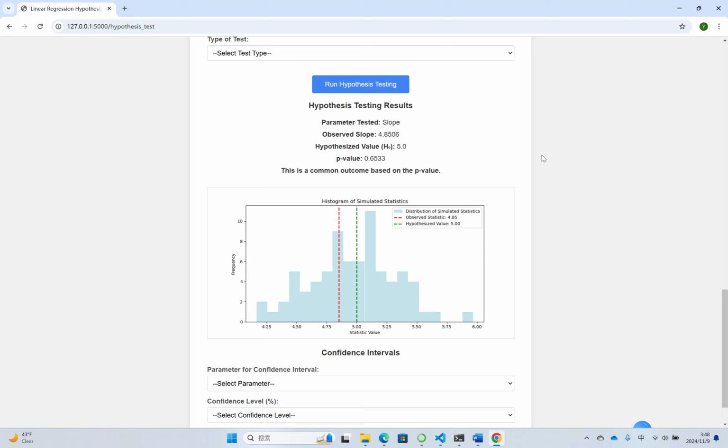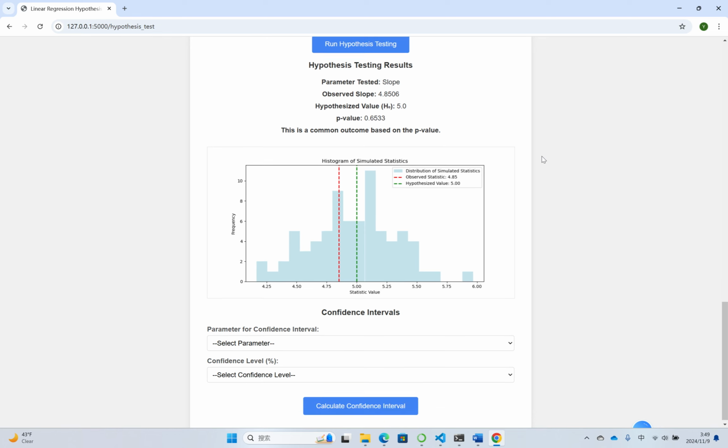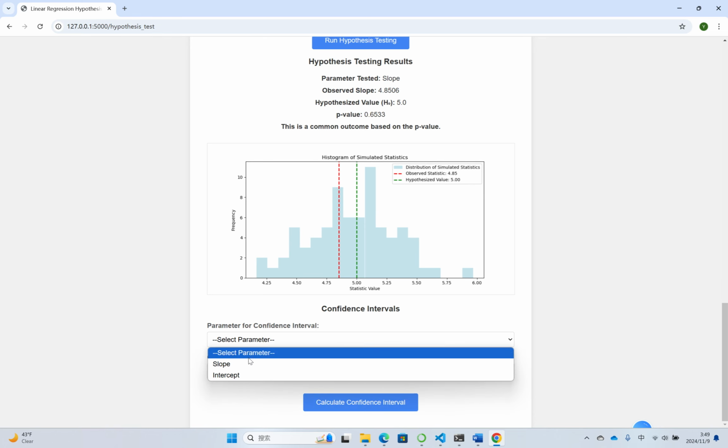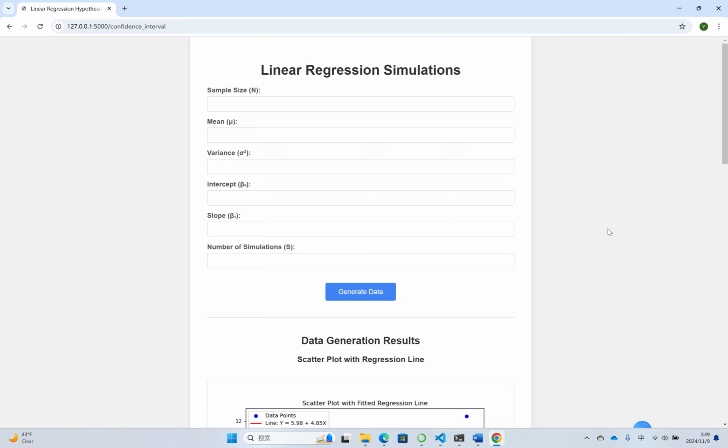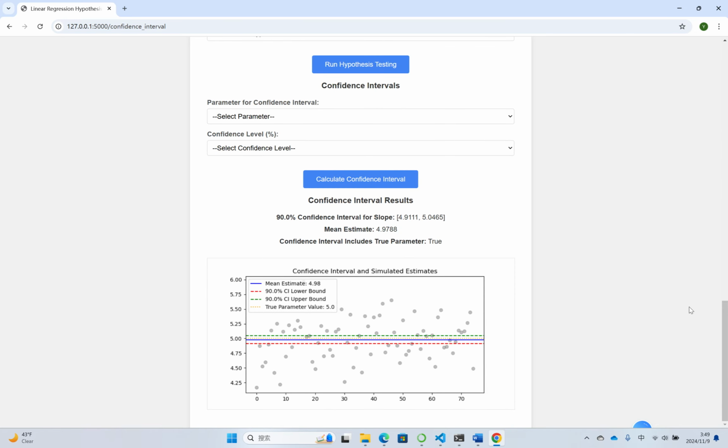The smaller the p-value, the more our observed result diverges from the null hypothesis, making it more likely to reject the null hypothesis. The next step is constructing a confidence interval using the t-distribution. Depending on the confidence level we choose, we get a different value of t. So let's try 90% first. And in this plot, the red line shows the lower boundary and the green line represents the upper boundary.